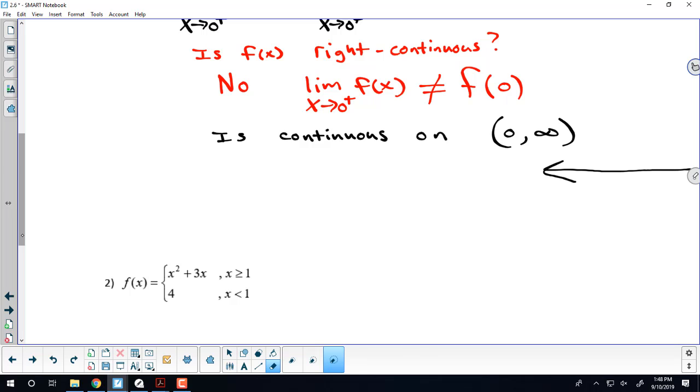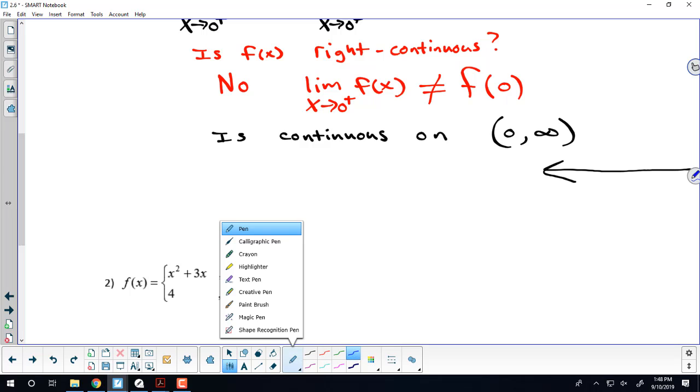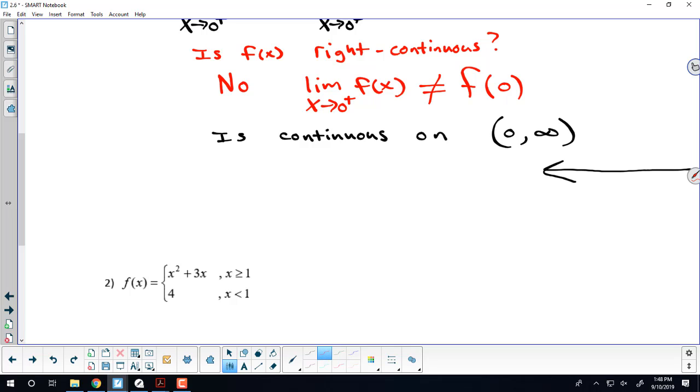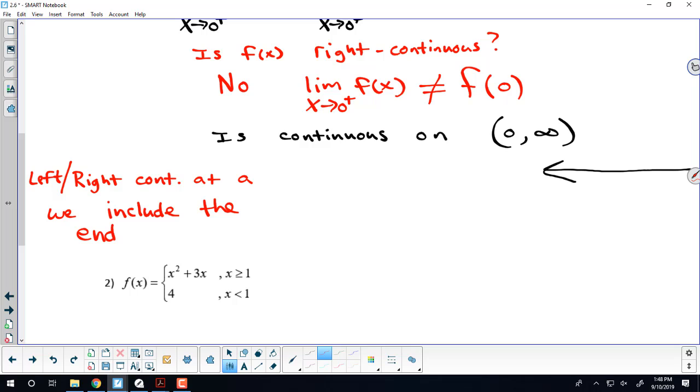Okay, yeah, I wrote too large. I'll erase this, but it might be something that you want to put in your notes. If we say that it is, for instance, right continuous or left continuous at A, that means we include the endpoint with this or with this, depending on what direction you're approaching from.